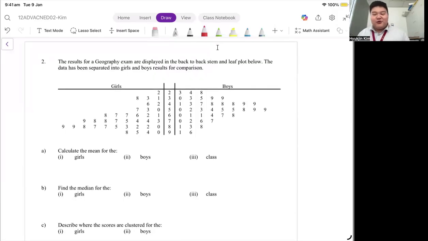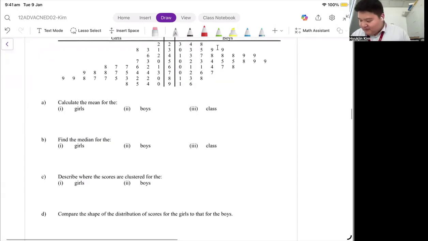Now, here's a crucial mistake that I made as Mr. Kim. I didn't actually read the question. I don't know what they're representing. The results for a geography exam are displayed in the back-to-back stem and leaf plot below. The data has been separated into girls' and boys' results for comparison. Obviously, the girls did better because they probably paid attention in class. But let's see. Girls in 80s, boys in 50s. At least it's not a fail.